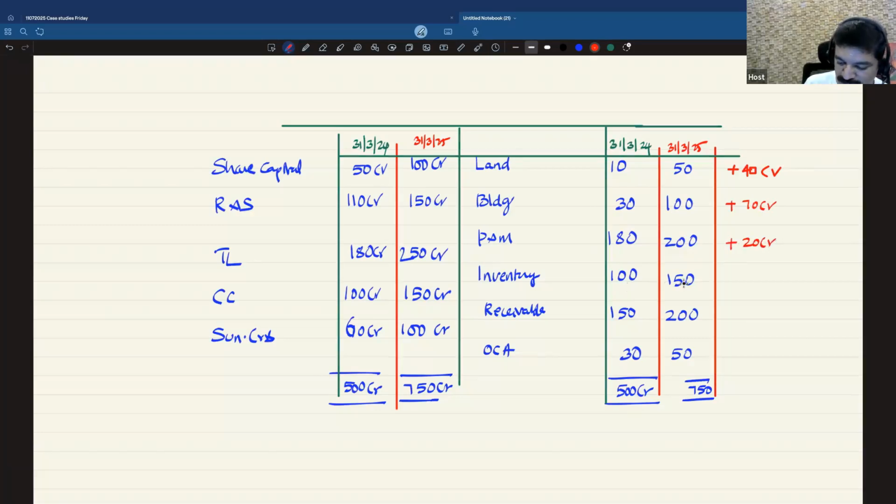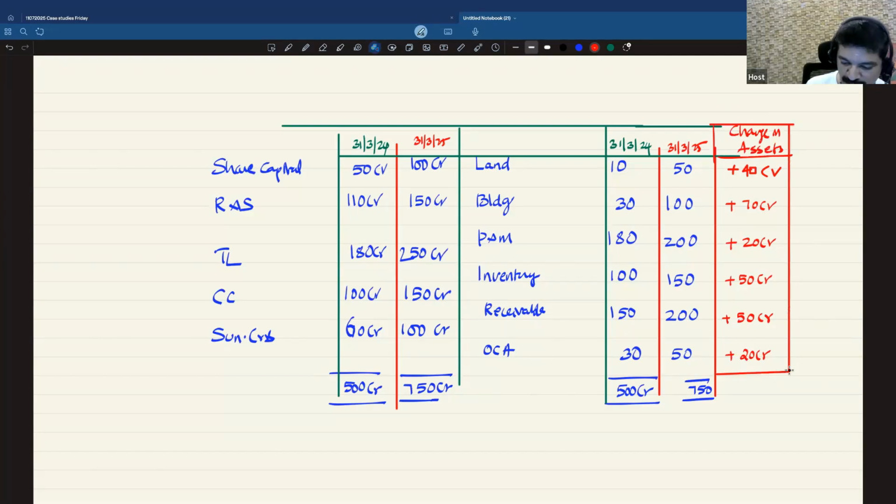Also see what is the investment happening in inventory. From 100 to 150, it has increased by 50 crore, right? Receivables increased by another 50 crore. Other current asset increased from 30 to 50, it has increased by 20 crore. So this is the change in assets that has happened during the year.